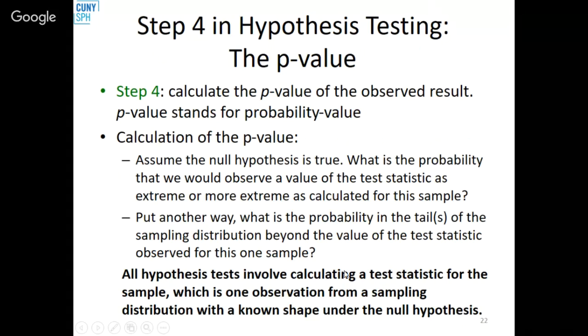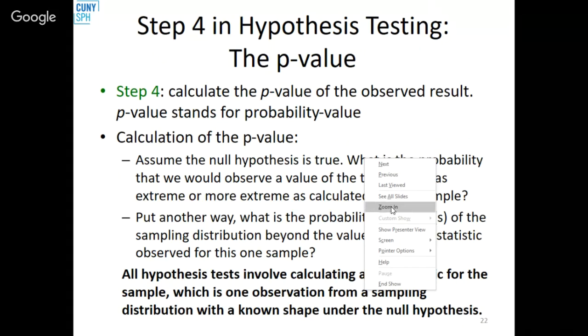And that holds for all hypothesis tests, that they involve calculating a test statistic for the sample, and then it's a test statistic for which the sampling distribution is known under the null hypothesis. And so if you assume that the null hypothesis is true, you can calculate the probability of observing your test statistic or something more extreme. So the key thing from this page, I think, is that you're assuming that the null hypothesis is true when you calculate the p-value, and calculating the probability of what you've observed.